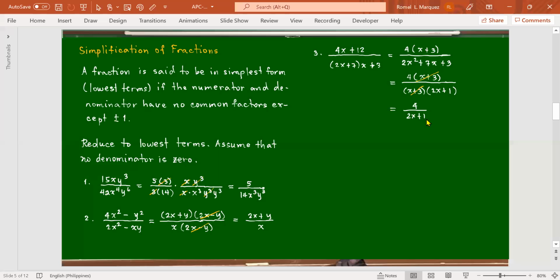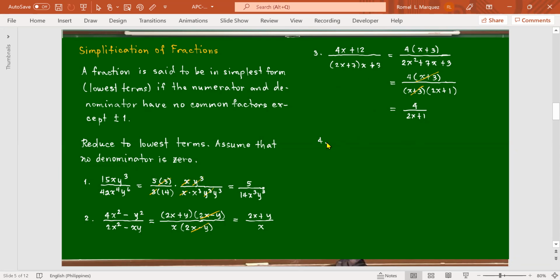Take note that this fraction, 4 over 2x plus 1, is equal to this original fraction, provided your x is not equal to -3. Because when we cancel x plus 3, when x is -3, it will become 0. So with that assumption, these two are equal, this original and the new one. Okay?